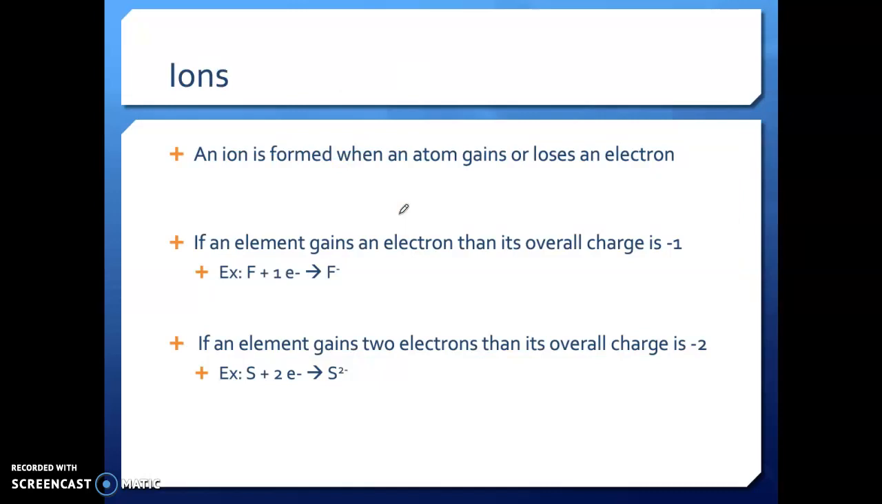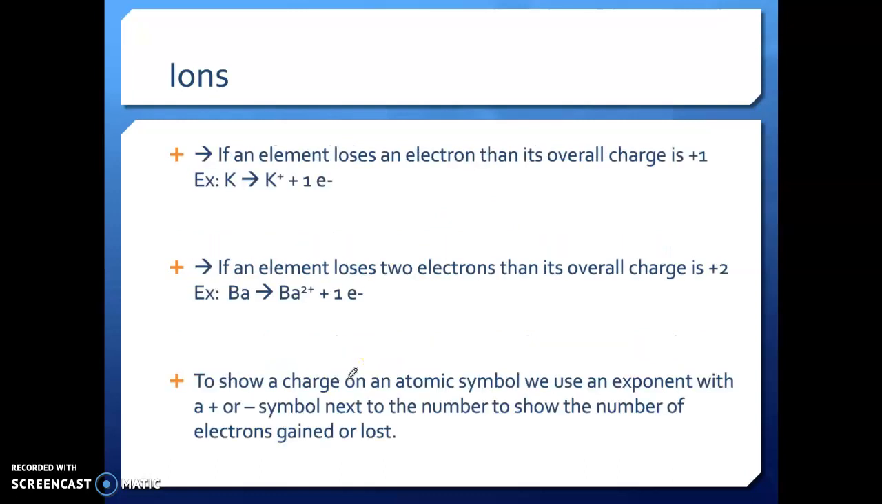The last thing we're going to talk about here is that ions are formed when atoms gain or lose electrons, and since electrons have negative charge, if I add an electron, it gets a negative charge. If I add 2 electrons, it gets a negative 2 charge. If I subtract an electron, I get a positive charge. If I subtract 2 electrons, I get a positive 2 charge. So by adding a positive or negative symbol in the upper right hand corner, that's how we show how many electrons are gained and lost.